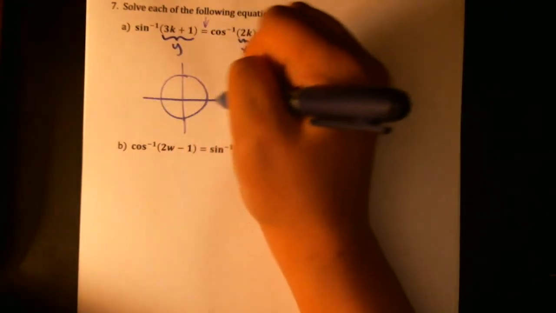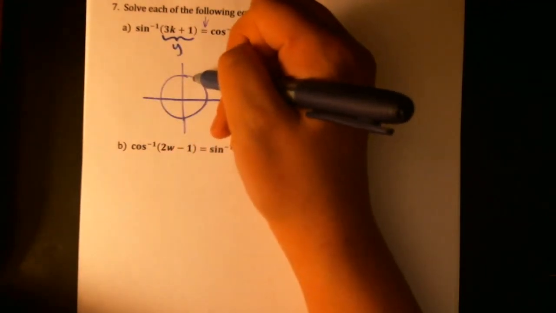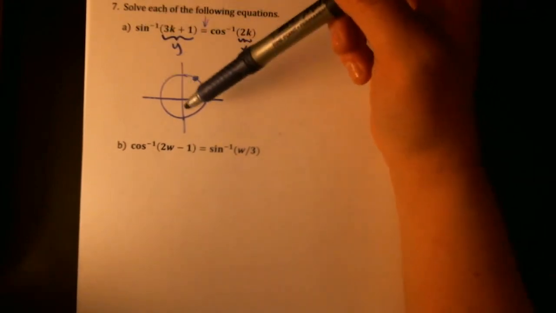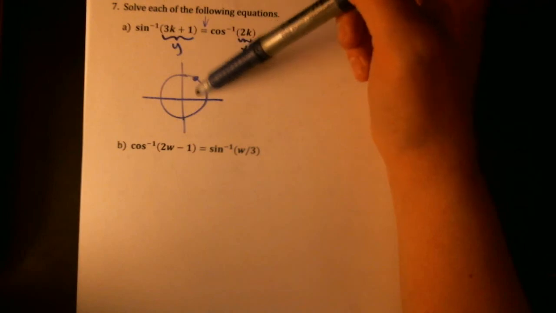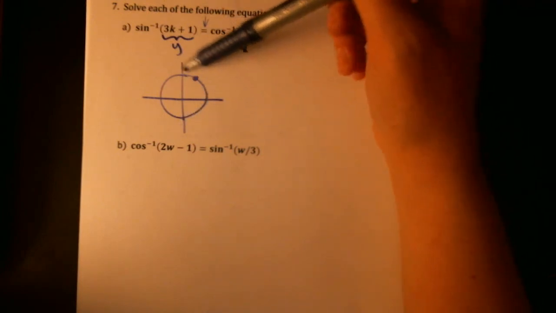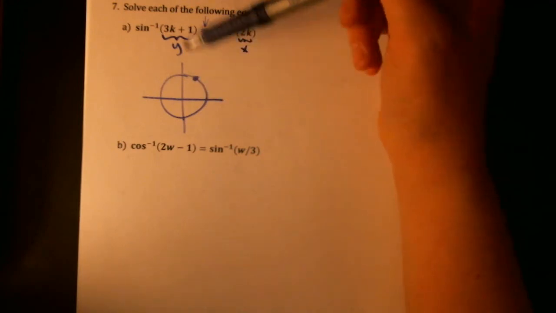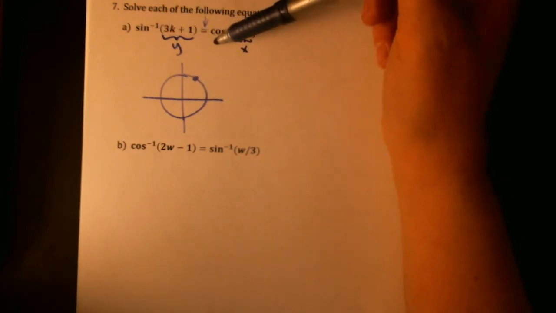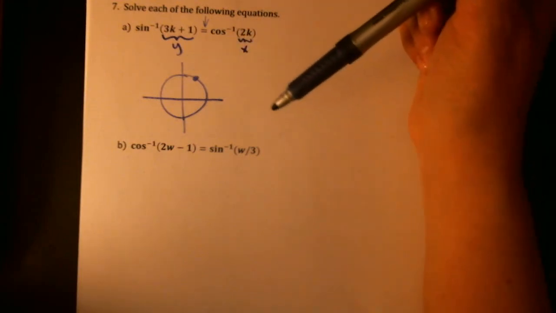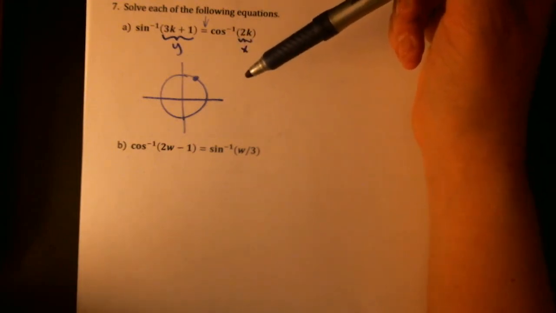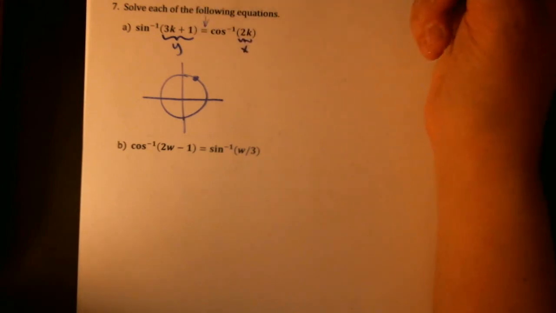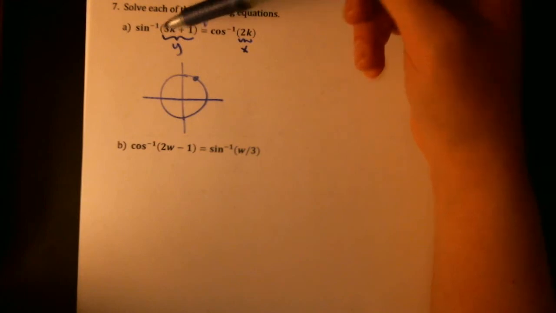I don't have a great idea of where, except for the fact that inverse sine can only give me back arc lengths between negative pi over 2 and pi over 2. And inverse cosine can only give me back arc lengths between 0 and pi. So if I get the same arc length from both of them, that arc length has to be in quadrant 1. So that's about all I've got, but that's enough. Okay, so in terms of the solving, what that means is find the value of k that makes this true.